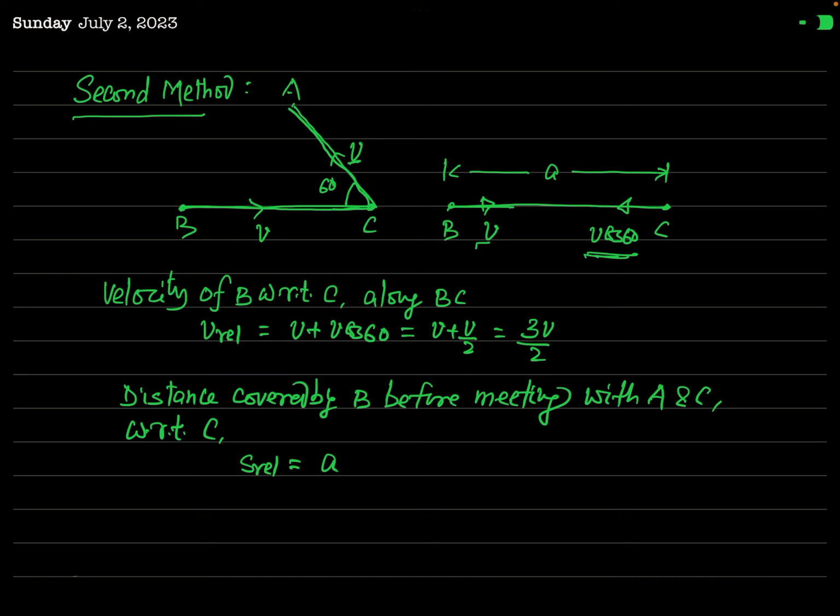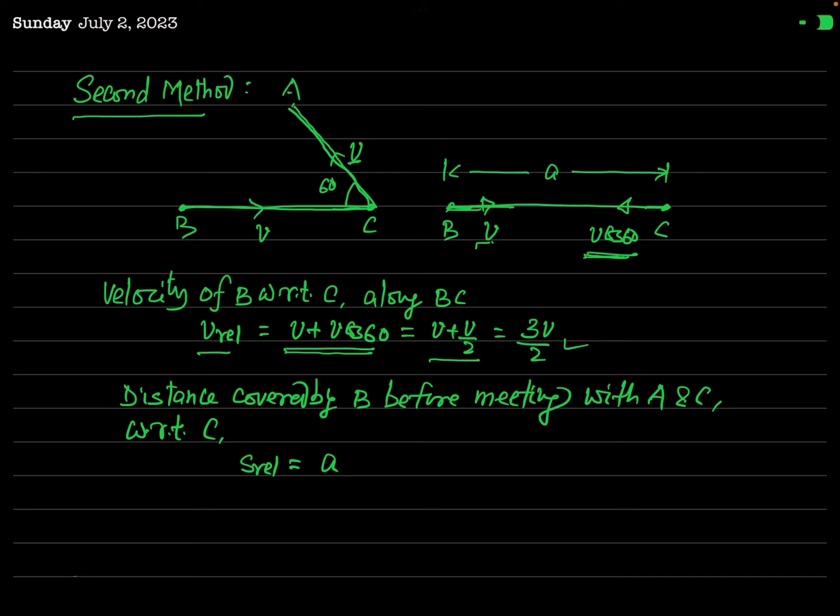Now take particle C as the reference and discuss the motion of particle B. When you take C as a reference, then C will be at rest in its own frame, and the velocity of B with respect to C, that is V relative, will be what? This is V plus V cos 60, because the motions of B and C with velocity V and V cos 60 are on the same line in opposite directions. So the magnitude of relative velocity will be the sum of these two velocities, V plus V cos 60. This is V plus V by 2, which is 3V by 2.